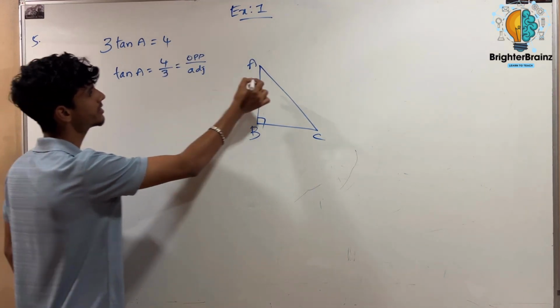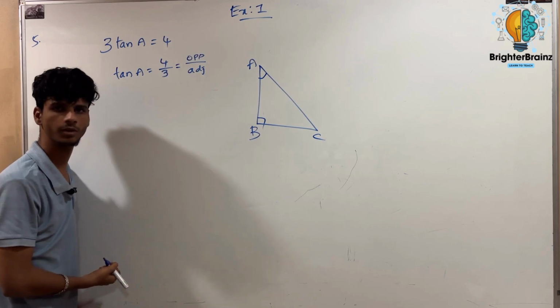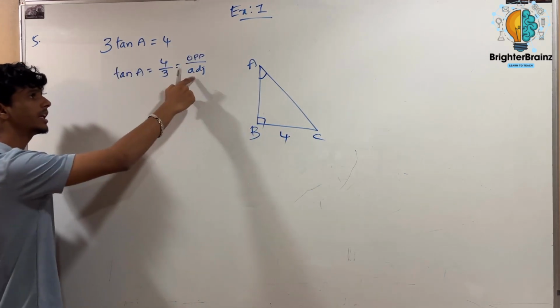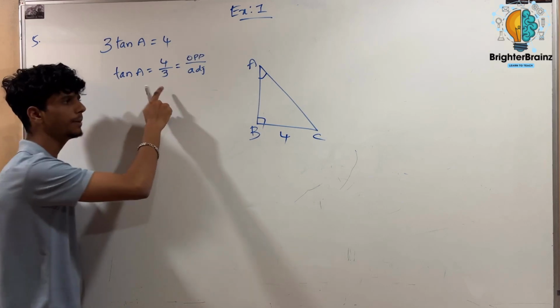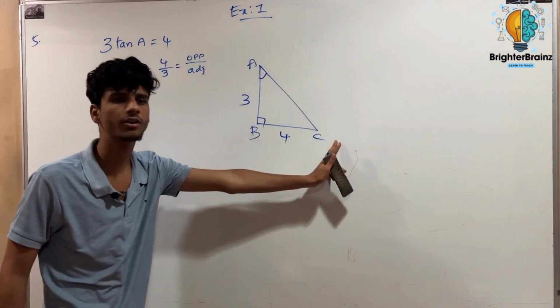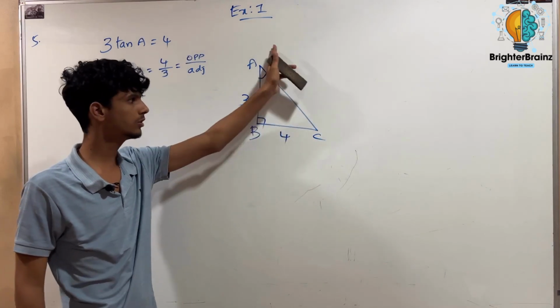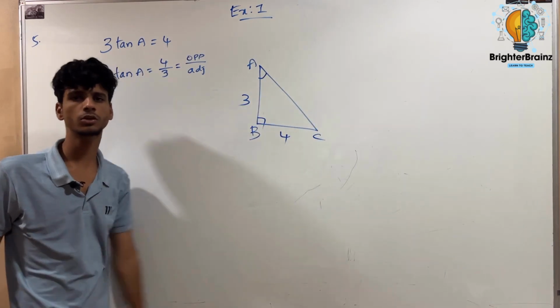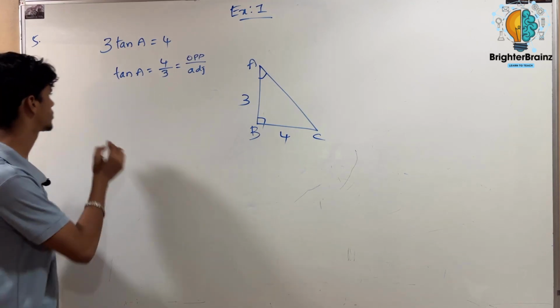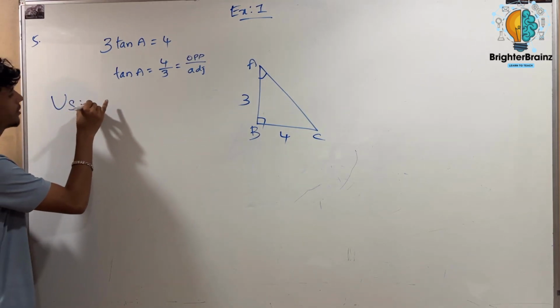Which is the opposite side for A? BC. So what is the value of BC? 4. Then the adjacent side? AB, and the value of it is 3. So we don't know the value of AC, which is the hypotenuse. So we need to find the hypotenuse using the Pythagoras theorem.